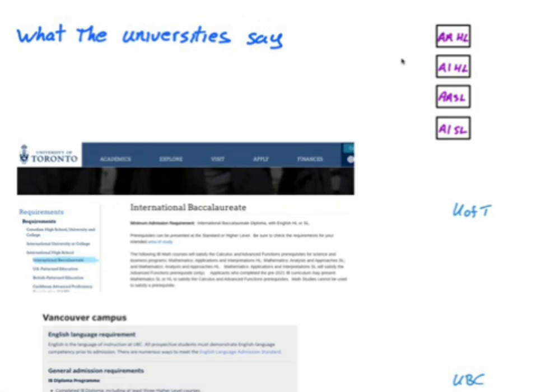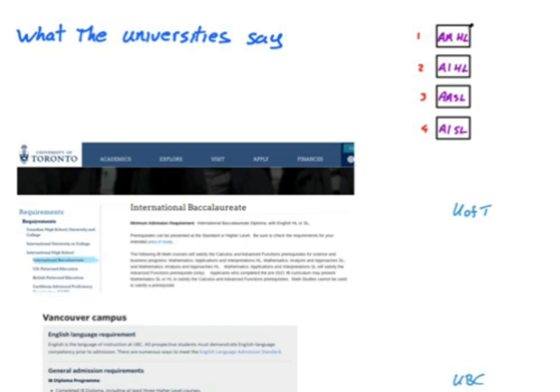So there is a bit of a hierarchy in terms of the 4 courses. The universities generally, I'll put them in this order. This is their preferred, this is their second, this is their third, this is their fourth. I've never seen a course in any university, and correct me below in the comments if you know one, that would prefer any of these 3 to this one.